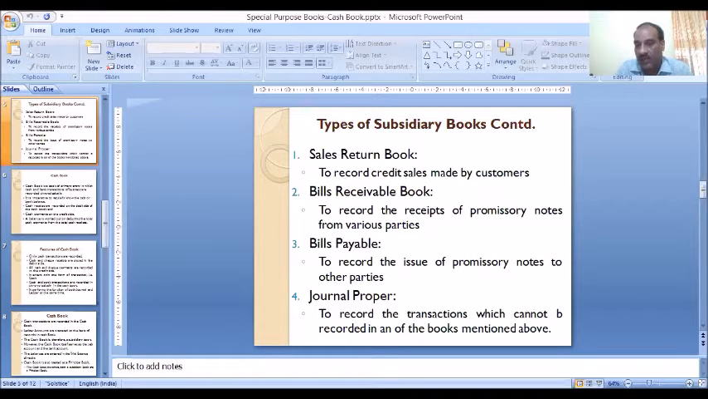Then after all entering into these subsidiary books, the records are transferred into the journal proper. So last is the journal proper, to record the transactions which cannot be recorded in any of the books mentioned above. There are sundry purchases and sundry expenses; sundry means heterogeneous, small heterogeneous transactions. Those are recorded directly into the journal proper, because we don't have a special book for that. Those types of transactions are recorded in the journal proper in the form of a sundry book, and for the special purpose books we have discussed, the records are transferred from those into the journal.